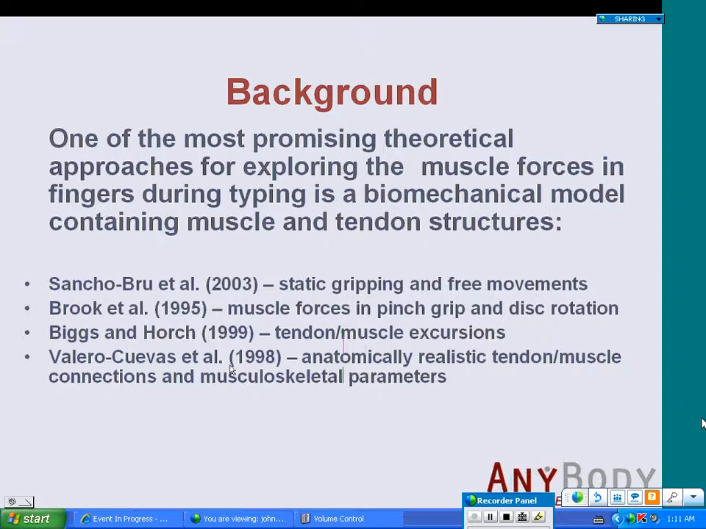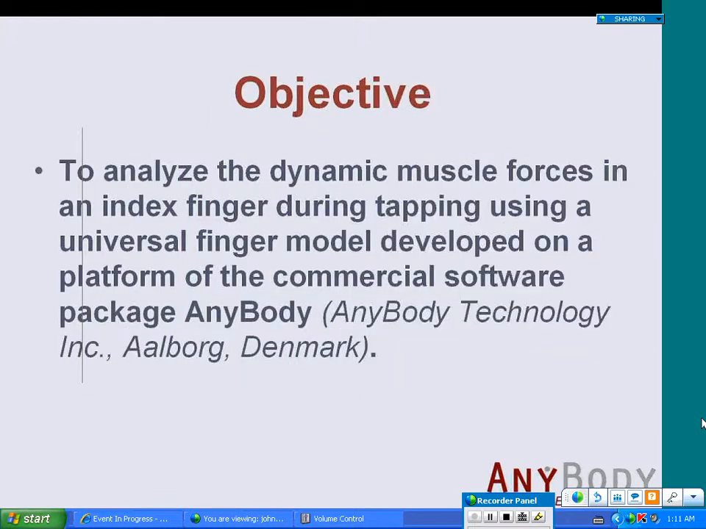So in this study, we try to develop our model based on the commercial software AnyBody, such that all other researchers can compare and evaluate this model. That's the beauty of this commercial software. So the objective of this current study is to analyze dynamic muscle force in an index finger during typing using a universal finger model developed on the platform of the commercial software package AnyBody.